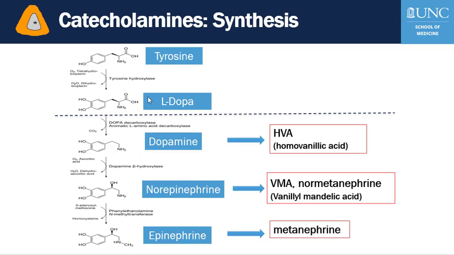So it should be noted that the last enzyme in the cascade, the one that converts norepinephrine to epinephrine, is only located in the adrenal medulla, which means that epinephrine will not be made in other sites of the sympathetic nervous system. These compounds in the red rectangles are the breakdown products of each of these catecholamines. Later, we'll review how either the catecholamines themselves or their breakdown products can be measured.